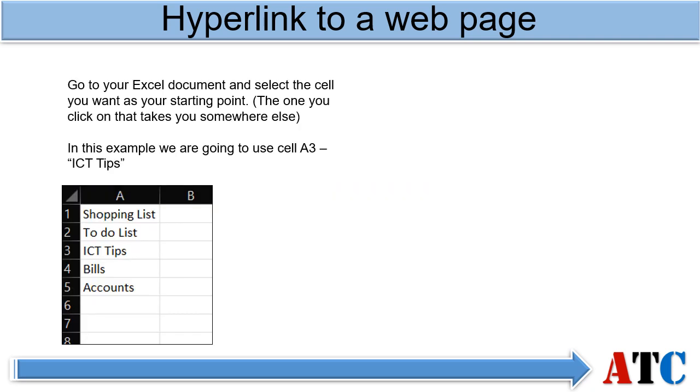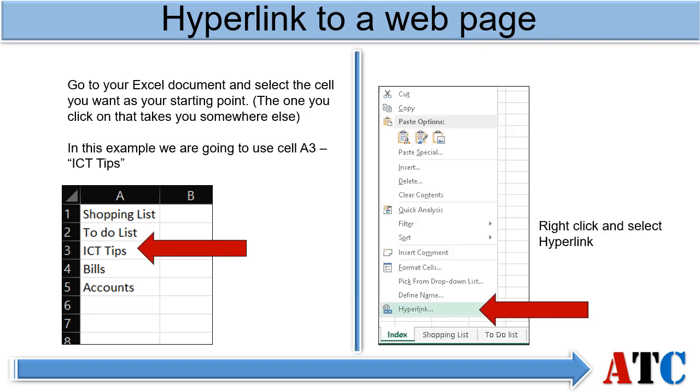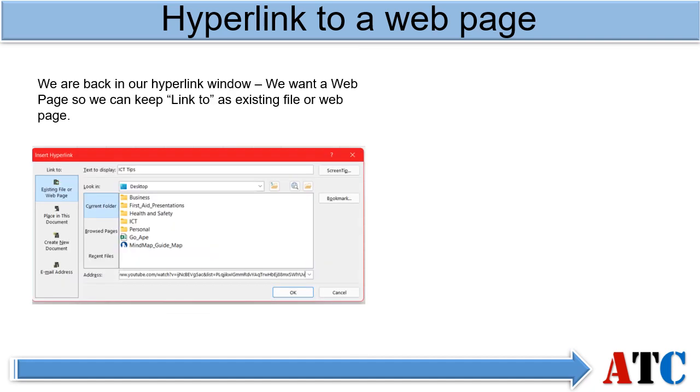Go to your Excel document and select the cell you want as your starting point. In this example, we are going to use cell A3, ICT tips. Right-click and select Hyperlink. This will bring us back into our hyperlink window.